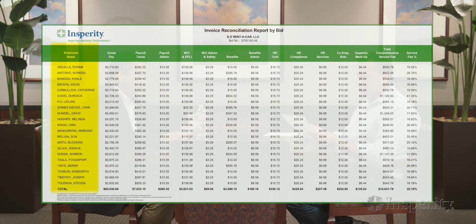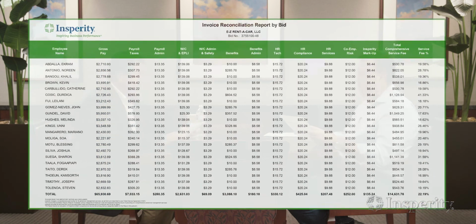So on this report, we want to make sure that you see each and every employee's name so that you can see the overhead and the salary that relates to each and every person. Okay. So the first category is gross pay. Gross pay is pretty self-explanatory. It's what you're paying your staff and your employees.